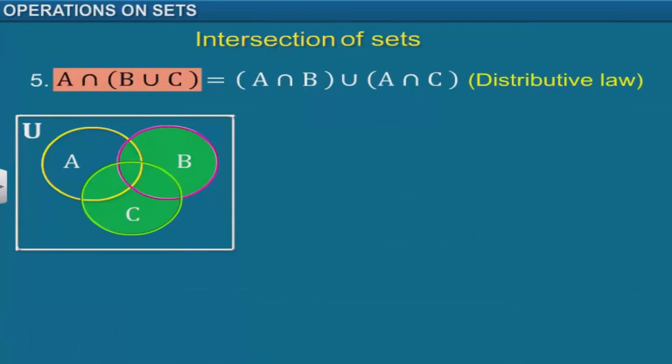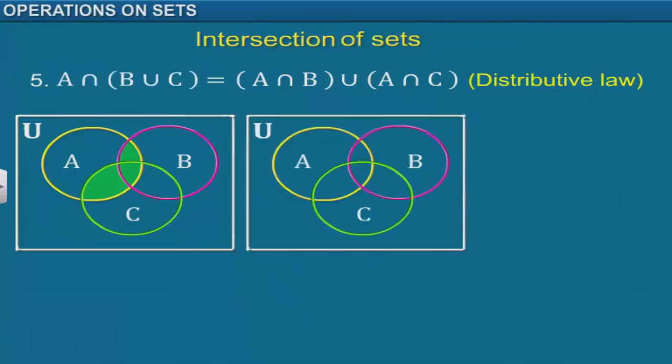On the right-hand side, the Venn diagram for A intersection B is as shown. The diagram for A intersection C is as shown. For A intersection B union A intersection C, the Venn diagram is as shown.